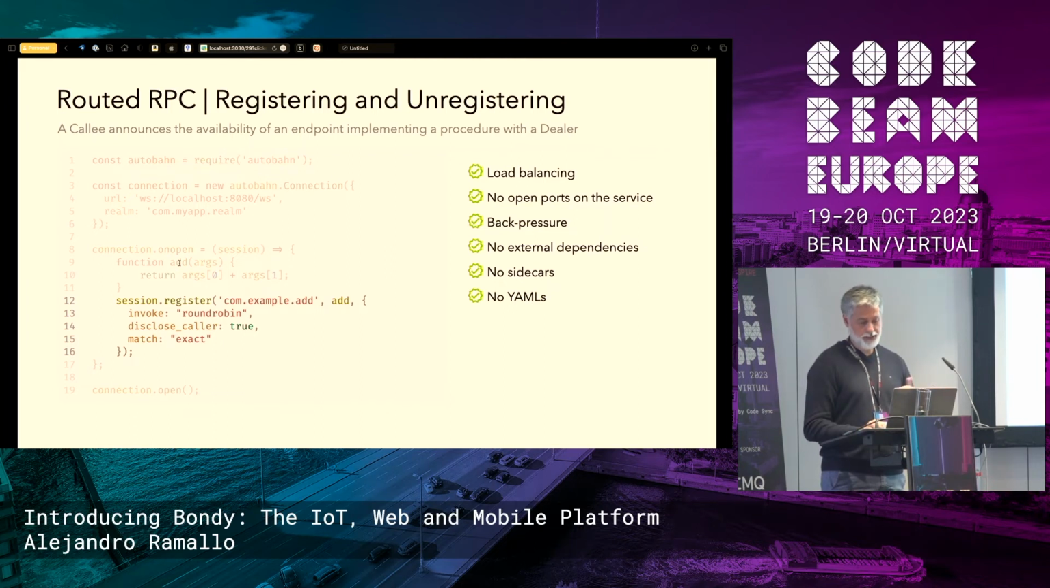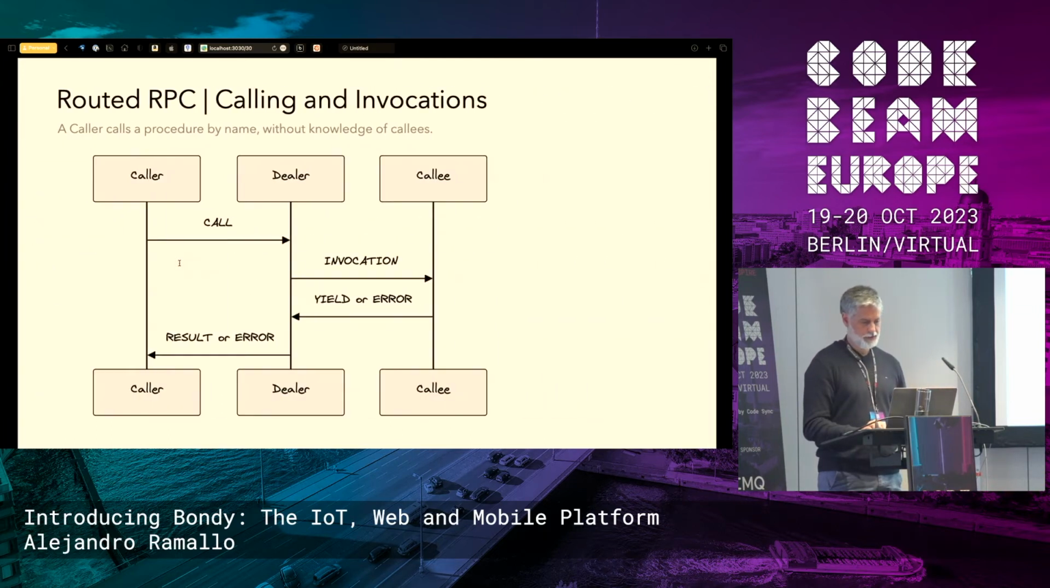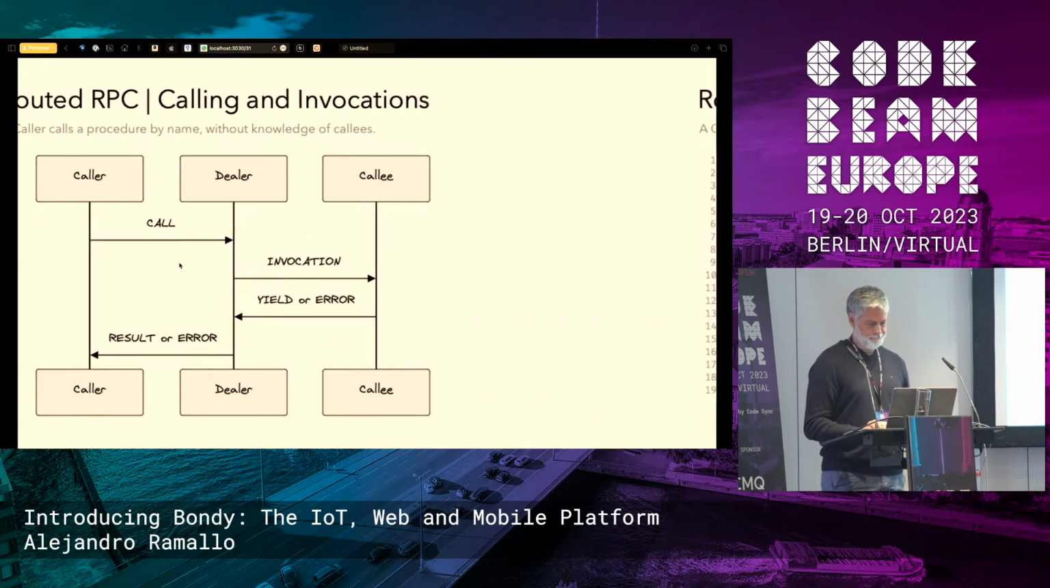No external dependencies, no sidecars, no YAMLs. I can deploy this on bare metal with just one binary and a library on the application side. But we normally deploy these in Kubernetes as well, so you can deploy it anywhere.